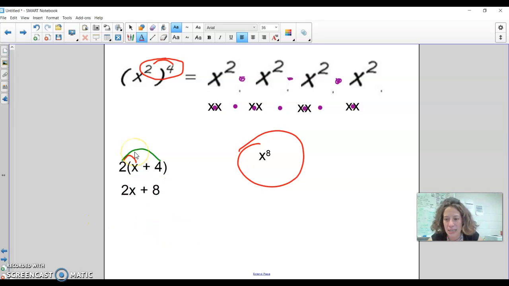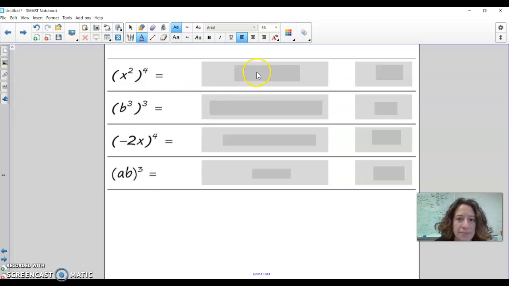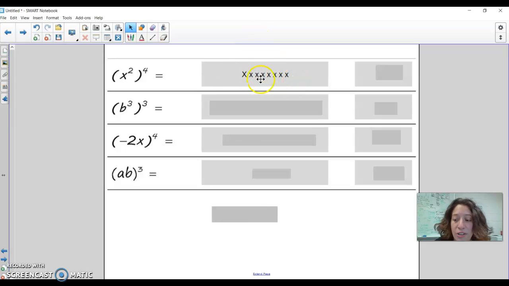And so it's kind of the same concept, okay? This 2 on the outside wants to come in and multiply with everyone on the inside. Same thing here. This exponent, he's on the outside. He wants to come in and multiply with all of the other exponents. And so there's only that one, so we just said 4 times 2, and we get 8. So let's go back to our work to make sure we get it correct. So in this box, you're going to write out all your x's. We know that there's 8 of them. And we know our final answer is x to the 8th power.